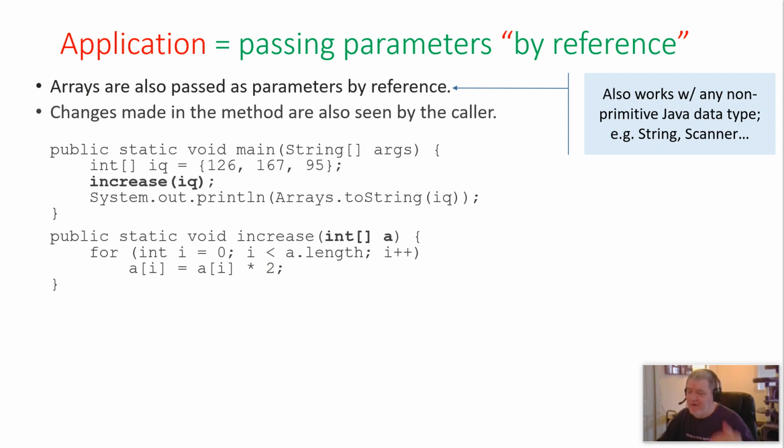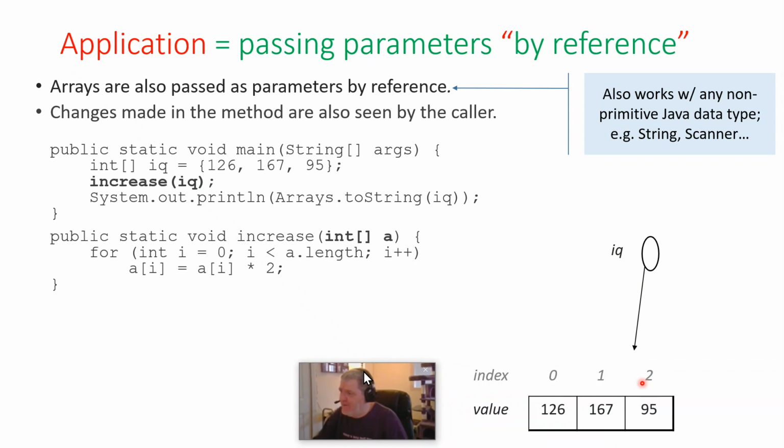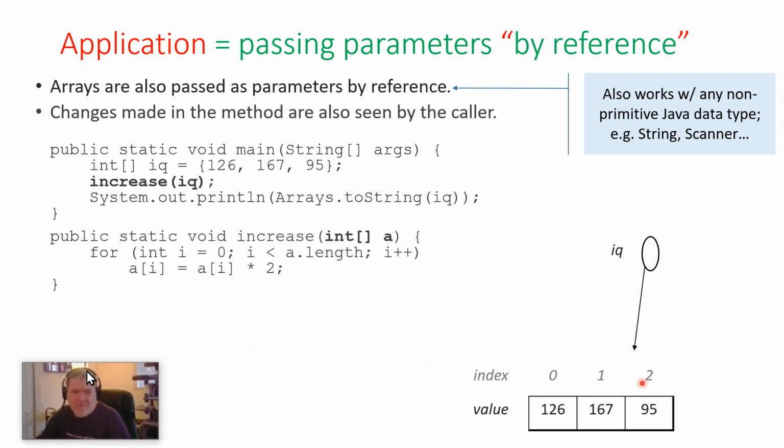Again, a third perspective to understand this. First the narration in plain English, then the code, and third, a little bit of visual stuff. So this is my reference variable IQ inside the main, okay? Let me move this to the side. There we go. So inside the main, I have a reference variable IQ. It contains a reference to an object which is an array of 3 int, okay? So at index 0, the value is 126, that's the first element, then 167, then 95, here we are.